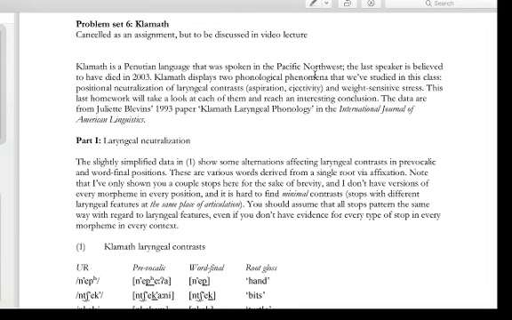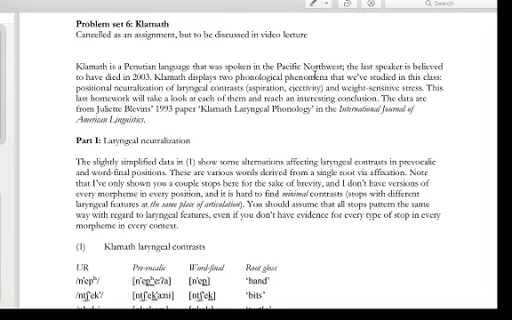Klamath displays two phonological phenomena that we've studied in depth in this class: positional neutralization of laryngeal contrasts, and weight-sensitive stress. And so the laryngeal contrasts here are not going to be the ones typical of Indo-European languages that we've looked at, which has been mostly voicing, voiced or voiceless. The contrasts here are going to be for aspiration and ejectivity.